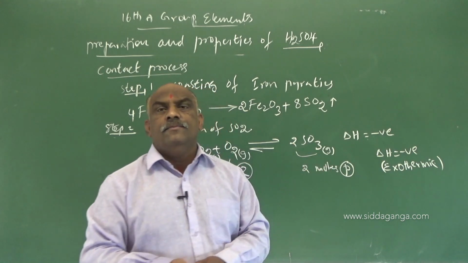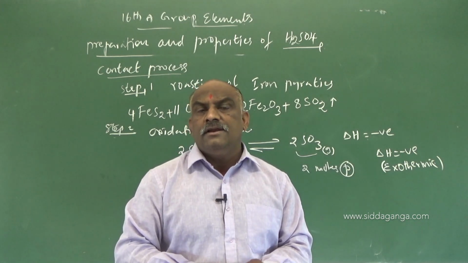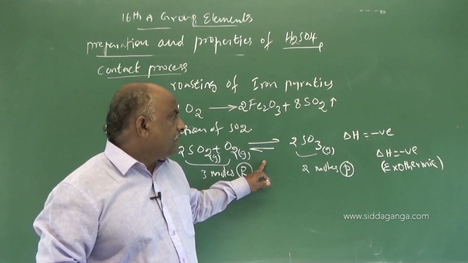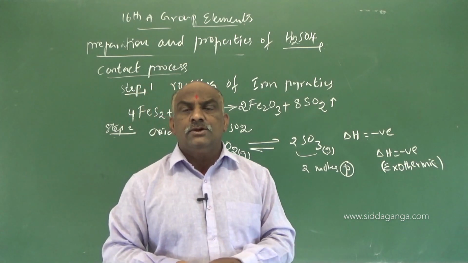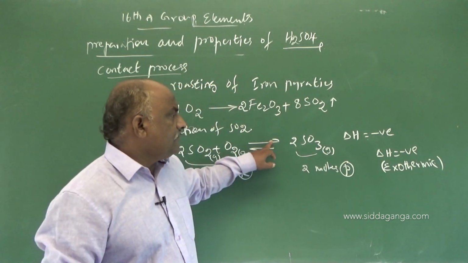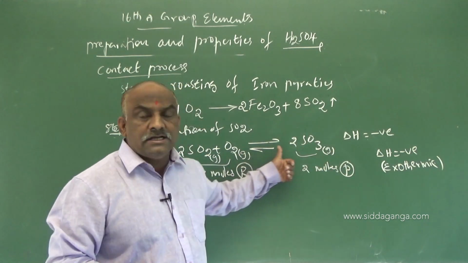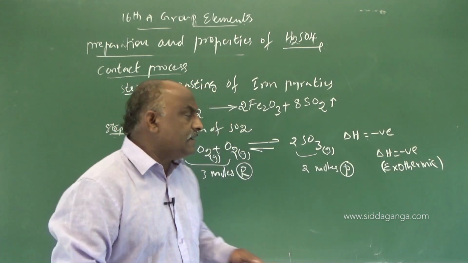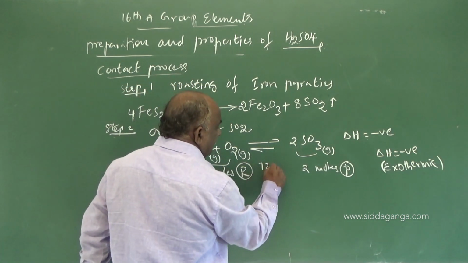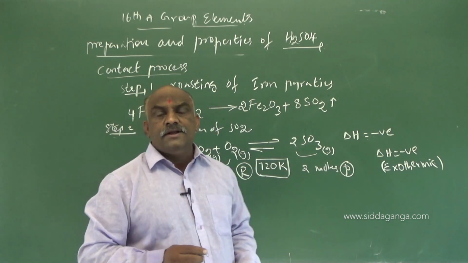To this equilibrium, we applied Le Chatelier's principle. According to Le Chatelier's principle, an exothermic reaction takes place at low temperatures, but a low temperature reaction occurs very slowly. So, we require an optimum temperature. What temperature do we require here? 720 Kelvin. Make a note, my dear students, this is very, very important.